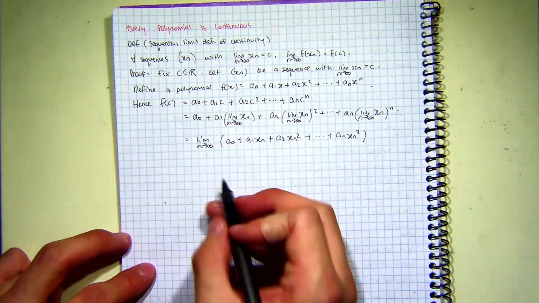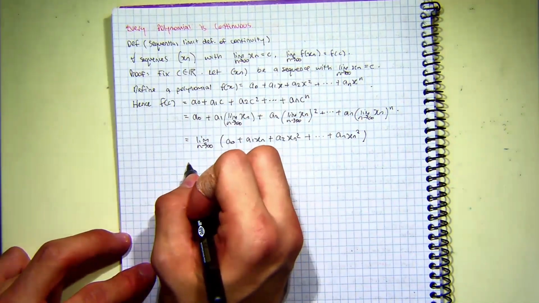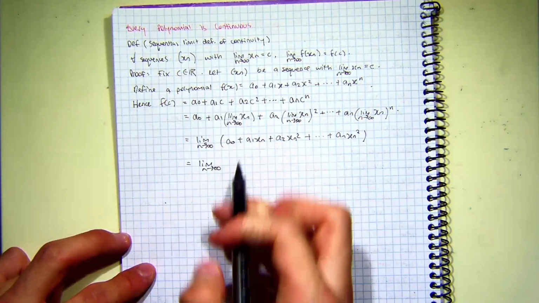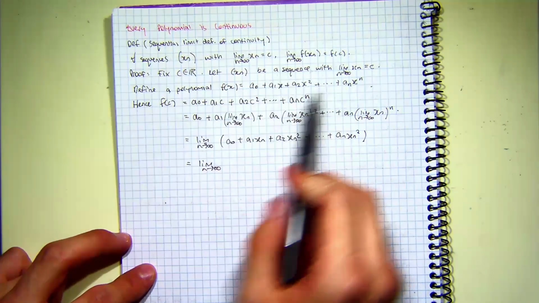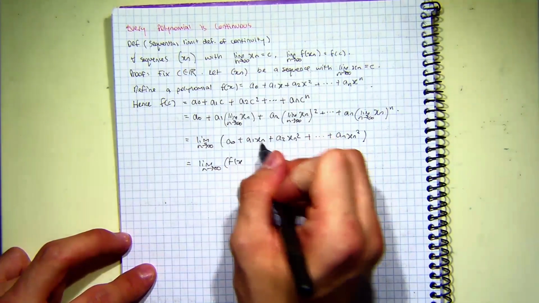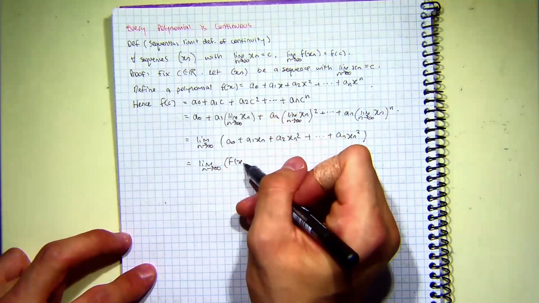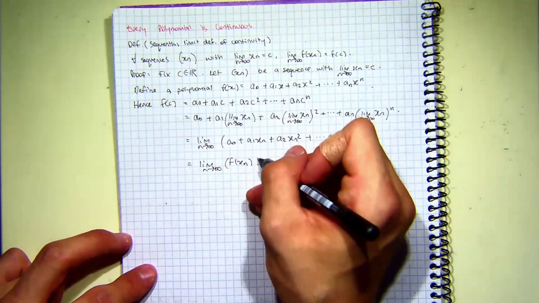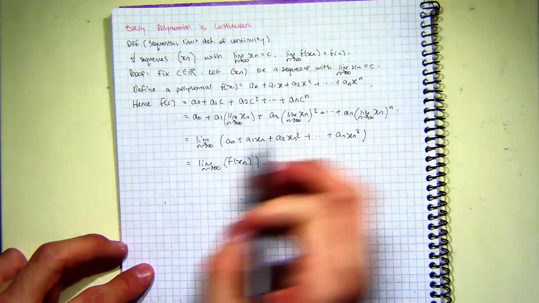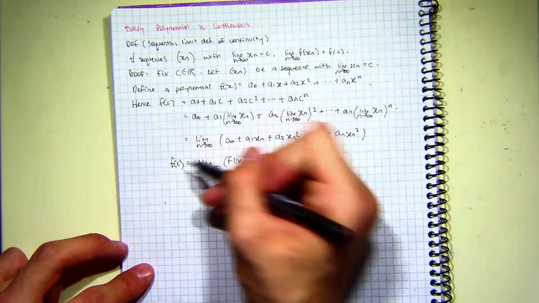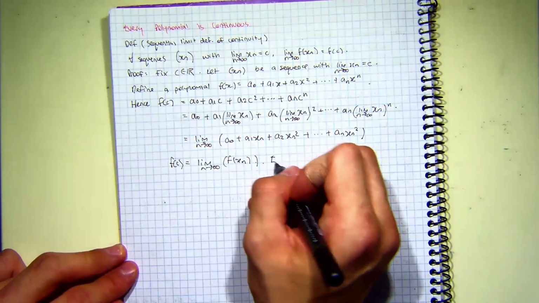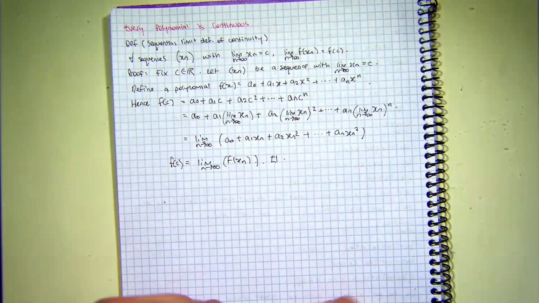which, if we take this limit here, this will become what we have here, f of x. But x is just xn, so it becomes f of xn, right? Which is what we wanted. F of c is equal to the limit of f of xn. Therefore, every polynomial is continuous.